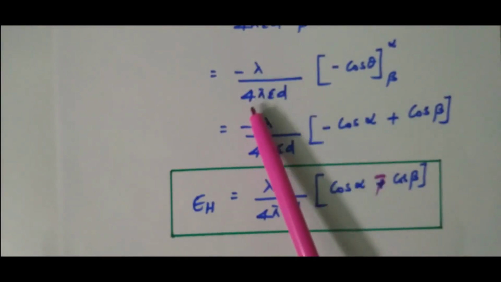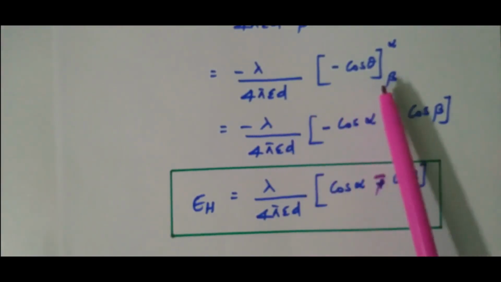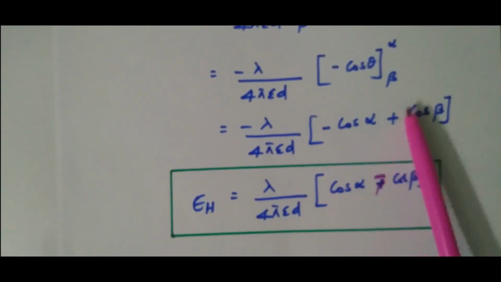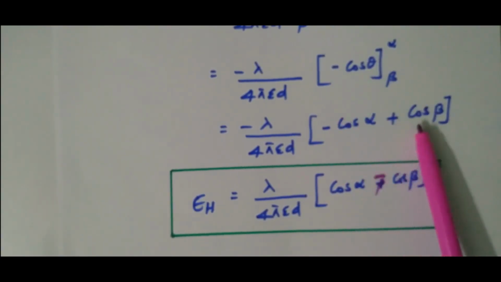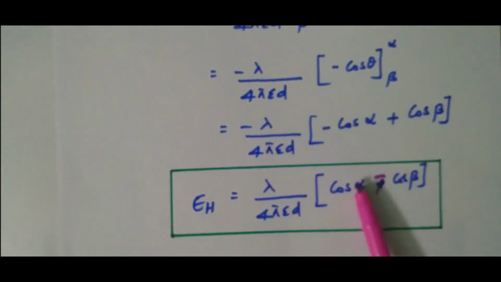So minus lambda divided by 4 pi epsilon d, the integral of sin theta is minus cos theta with the limit beta to alpha. You substitute the limit: minus cos alpha. While substituting the lower limit, one negative will be there, and already one negative is there, so it becomes positive cos beta. So you multiply inside this negative so that this becomes positive: cos alpha minus cos beta, lambda divided by 4 pi epsilon d (cos alpha minus cos beta). So this is the horizontal component. We got the expression for the horizontal component.